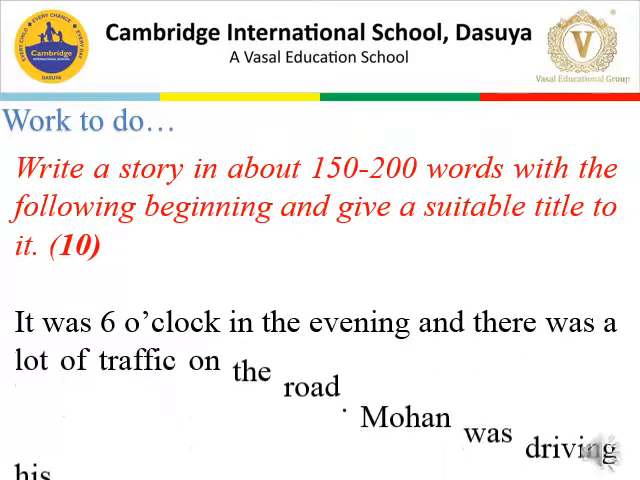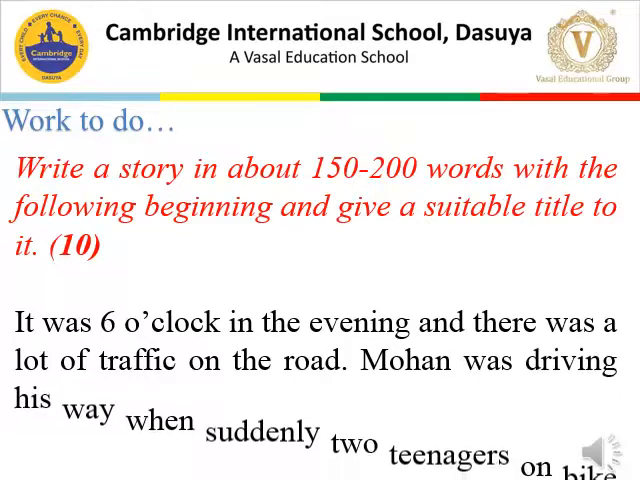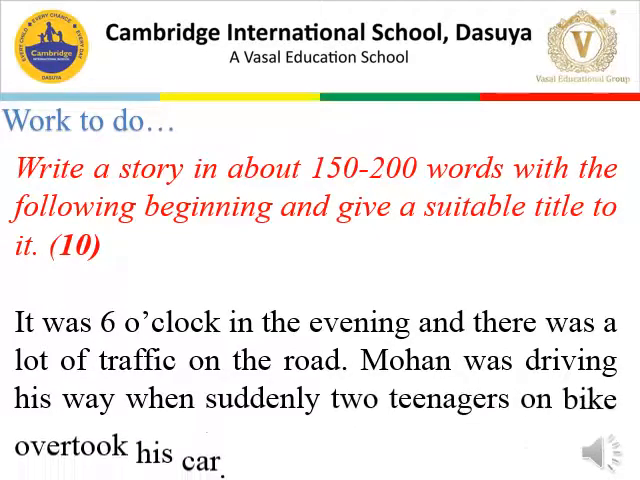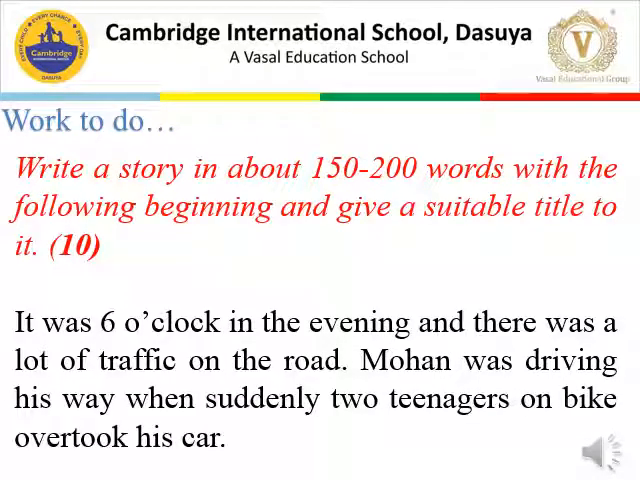It was 6 o'clock in the evening, and there was a lot of traffic on the road. Mohan was driving his way when suddenly 2 teenagers on a bike overtook his car. You were supposed to write a story after this. I hope you would have done your work, and now we continue with our today's lesson.